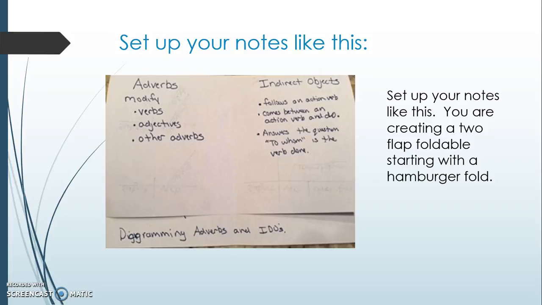And a couple things that you need to remember about indirect objects. They follow an action verb. They come between an action verb and a direct object. If there is no direct object, there cannot be an indirect object. Don't even try to find one. And they answer the question, to whom is the verb done? So take a minute, pause it, and get your notes set up, please.